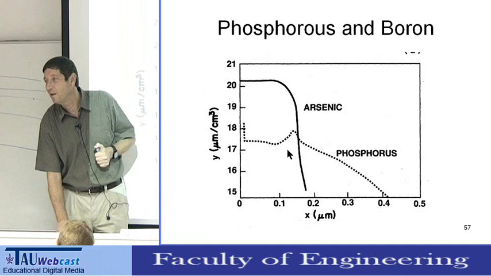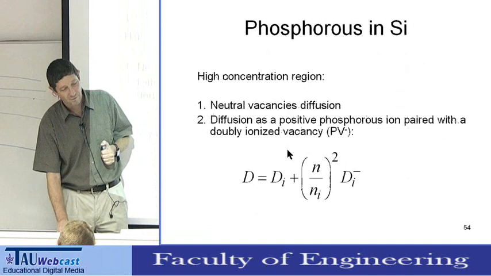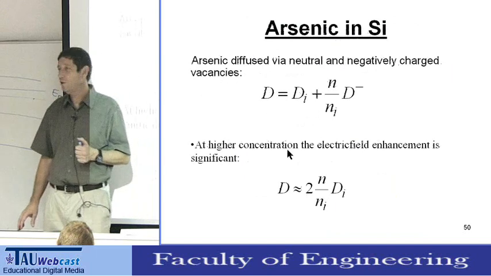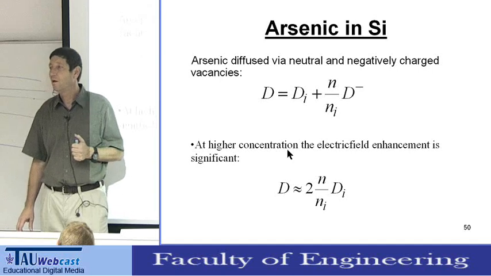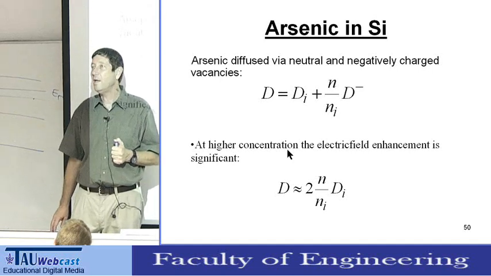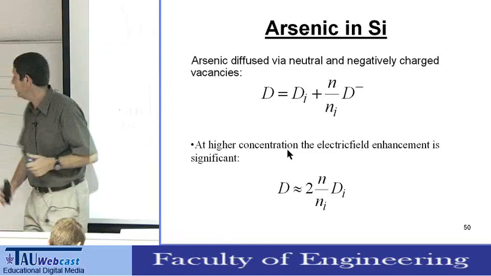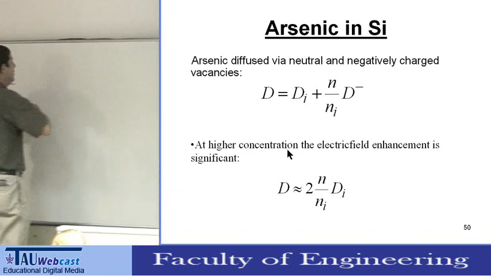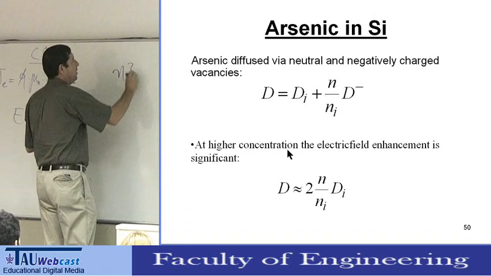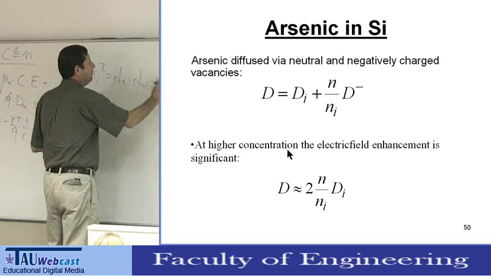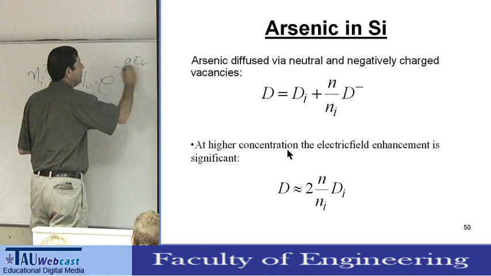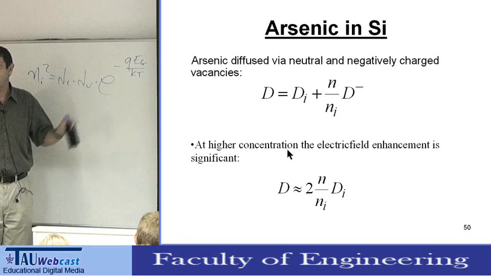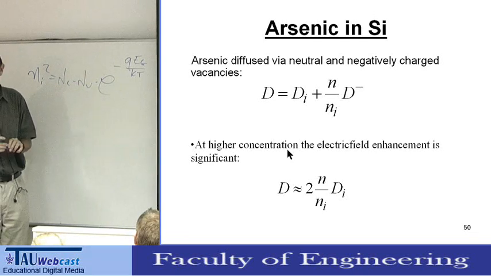Yes, one last. N on Ni, it's the N of the doping, and Ni is the intrinsic carrier concentration in the semiconductor. And if the semiconductor is not pure, so the Ni changes? No, Ni is the intrinsic carrier concentration. Ni squared is Nc times Nv times e to the minus Eg over kT. It's an intrinsic number, independent of the doping.